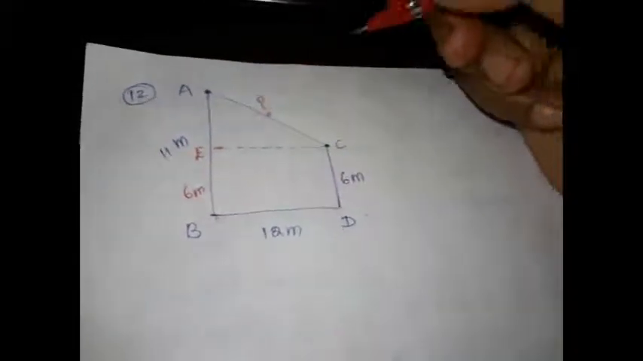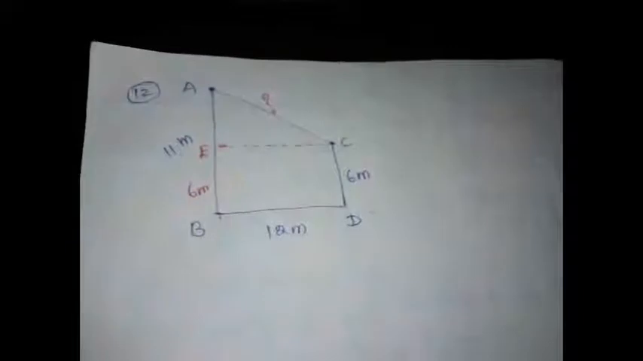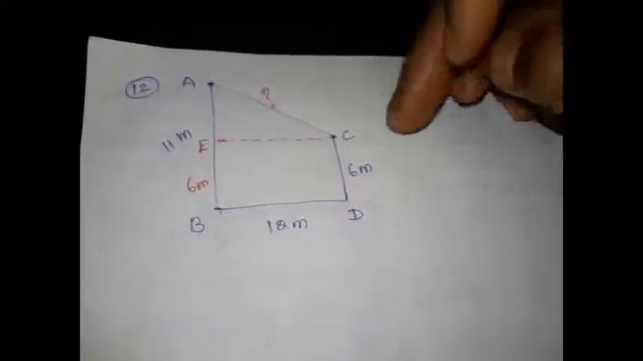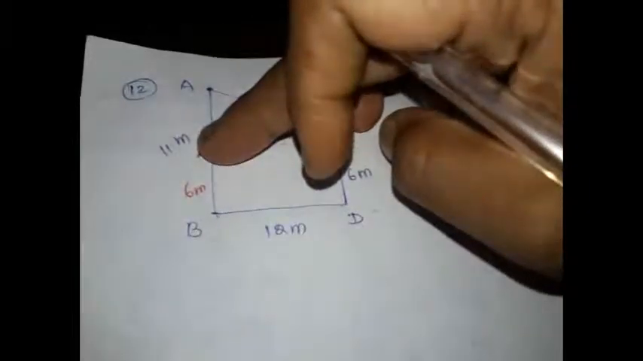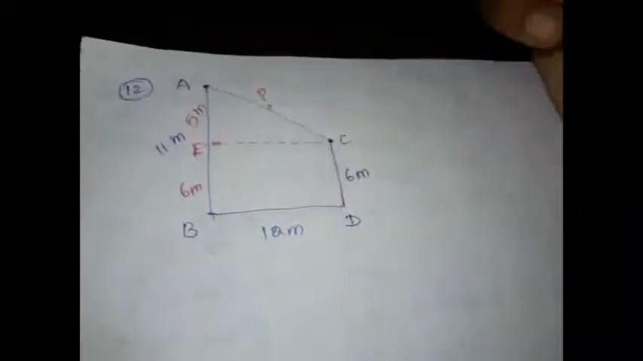So what we are going to do is draw EC parallel to BD such that BE equals 6 meter. Okay, we are going to draw a parallel line from C to AB, intersecting at E. Therefore, BE will become 6 meter. Therefore, what will be AE? Total distance is 11 meter. So, AE will become 5 meter.